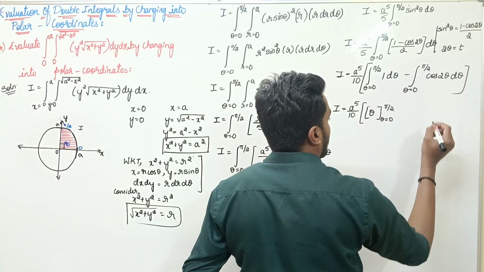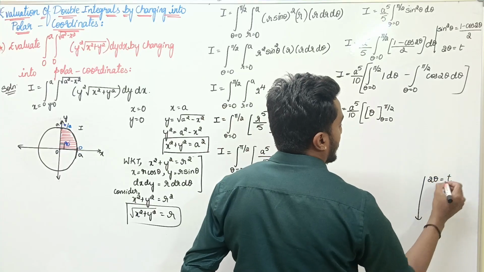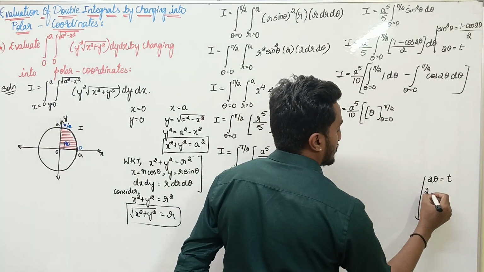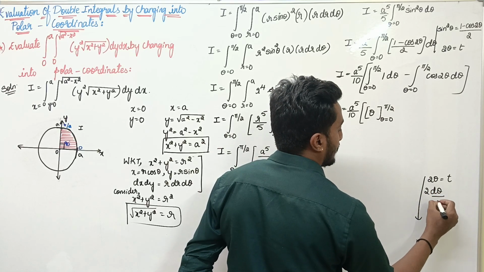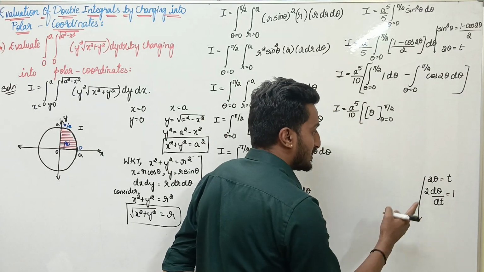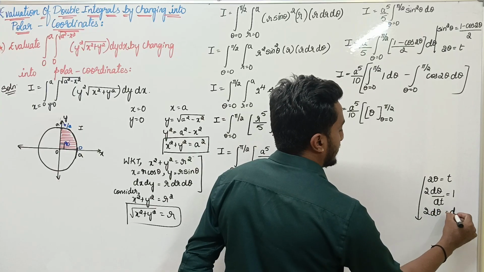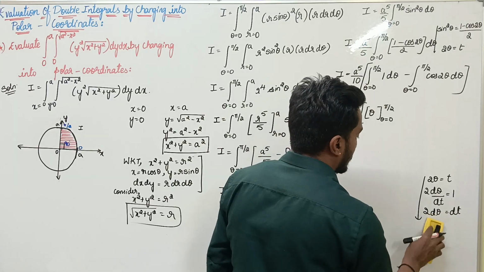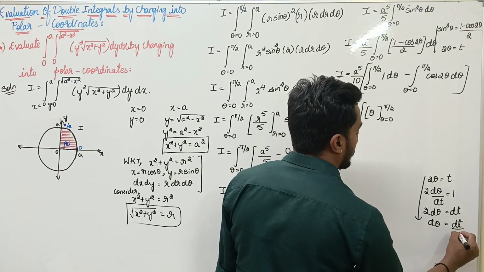Then differentiate. I am going to consider 2 theta equal to t. If I differentiate 2 theta with respect to theta, it becomes dt by d theta equal to 2, so 2 d theta equal to dt, or d theta equal to dt by 2.